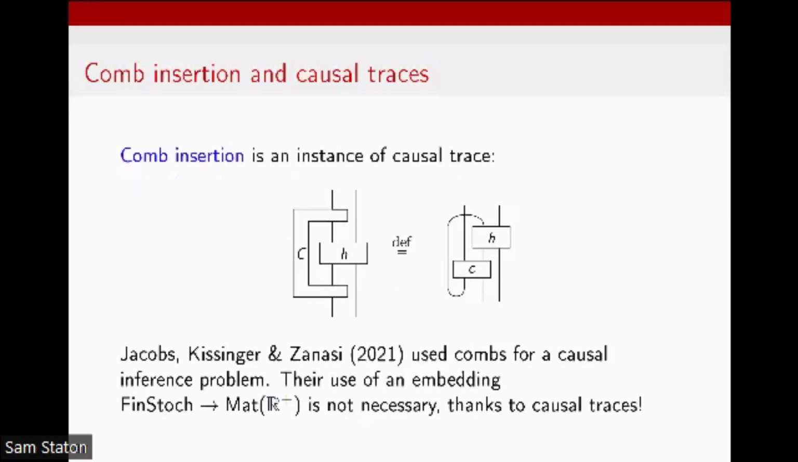And then I can turn back to this causal inference paper, where they wanted to do exactly this. So they used Coombs for a causal inference problem in FinStoch, but they wanted to do this Coombe insertion to be well-defined. So they made an excursion to a compact closed category of matrices with positive entries. There they did this kind of stuff, which they can do because there's cups and caps. And then they proved that the result again lives in FinStoch, so they get a stochastic matrix. This whole exercise we now know is unnecessary because we can just say that this is an instance of a causal trace. FinStoch has causal traces, so I am free to form this kind of thing. So this maybe simplifies the formalism of causal inference problems in this manner.